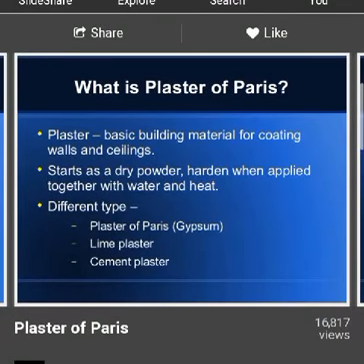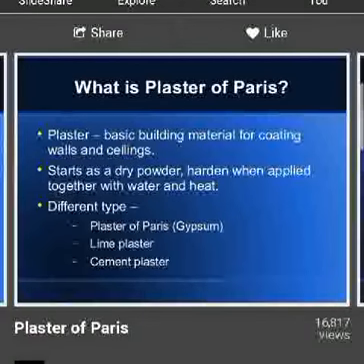Hi dear students. In today's class we are going to discuss plaster of Paris. It's also called POP. It's a very important material which is used by doctors or orthopedics to fix fractured bones.